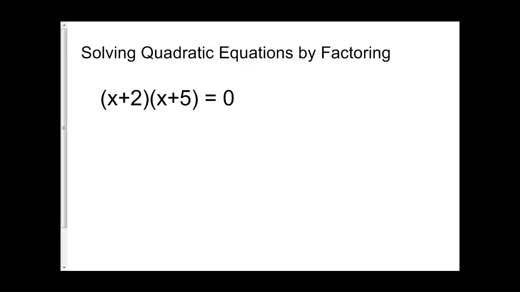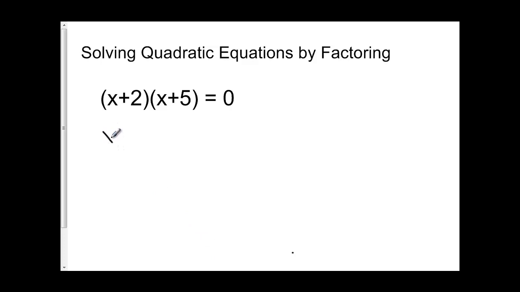This section is going to look at how you use factoring to solve quadratic equations. This first example shows an equation that is already factored and is equal to 0. Now, in order to solve this equation, you need to look at the two factors that are given, and you need to make each of these factors equal to 0, because the only way you can multiply to get something equal to 0 is if one of the factors is 0.